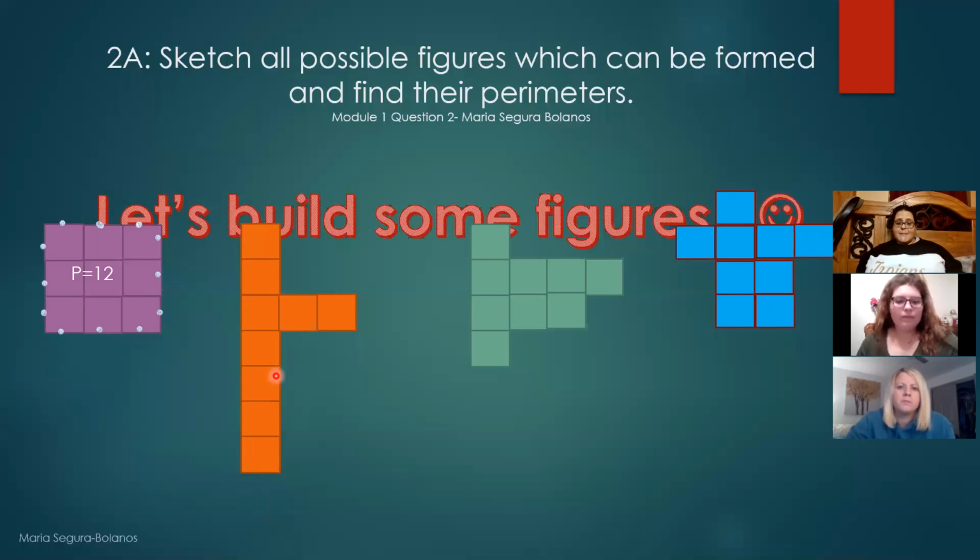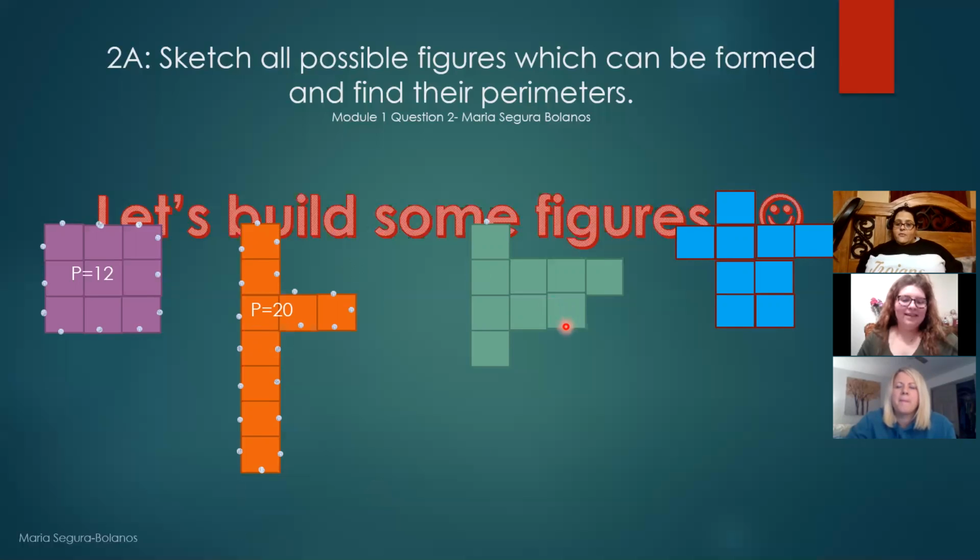Now we're going to do the same thing over here for our little orange figure. Again, we'll start at the top. I'm going to mark each of my lines. It's 1, 2, 3, 4, 5, 6, 7, 8, 9, 10, 11, 12, 13, 14, 15, 16, 17, 18, 19, and 20. And so that makes a perimeter of 20.